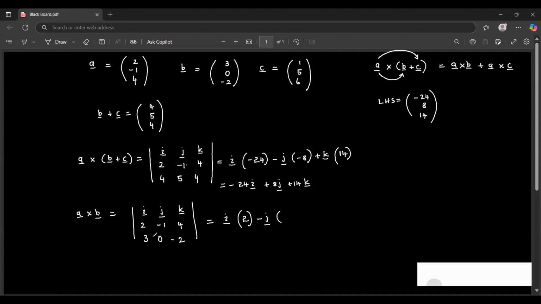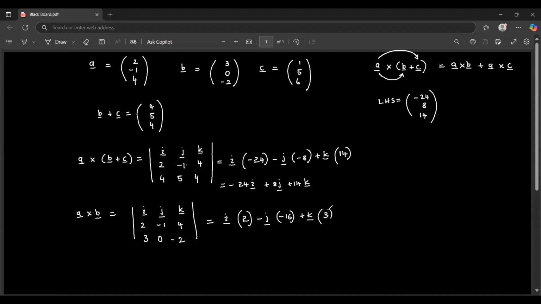And then 4 into 3 is equal to 12, but we have to put a minus before, so it will be minus 4 and minus 12, so it will be minus 16. Plus k into (2 into 0, 0, minus minus 1 into 3), so it will be minus minus 3, so it will be plus 3. So I'll write it down as 3. So the output is 2i plus 16j plus 3k.